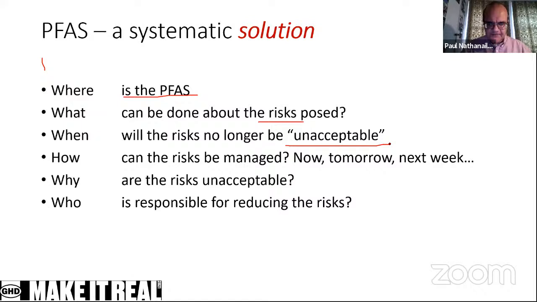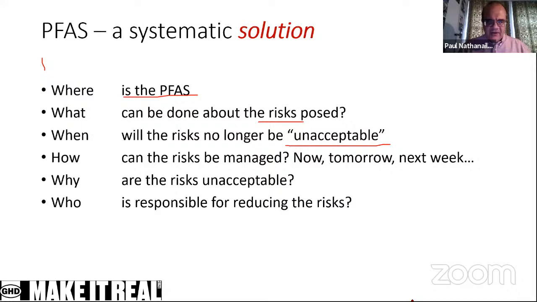How can they be managed? So as a responsible landowner, perhaps it's a company that has come to the end of the use it has for a particular facility. So it's in the process of decommissioning and demolishing with an intention to reuse the land. How can those risks be managed in an efficient, socially responsible and environmentally acceptable way?